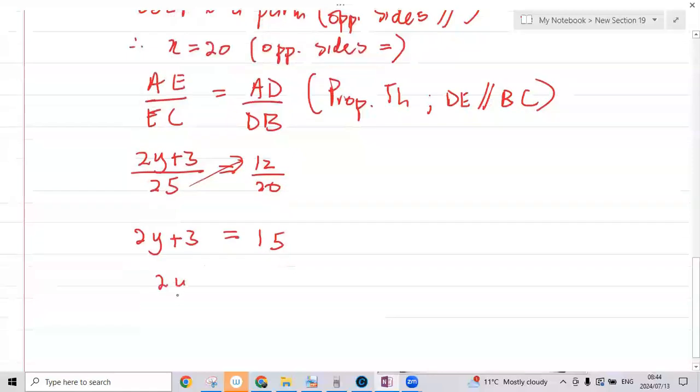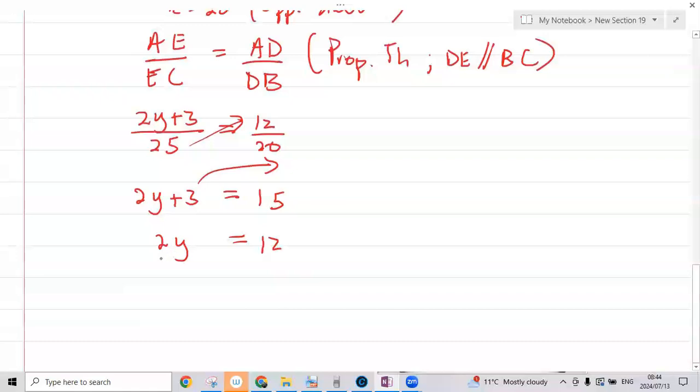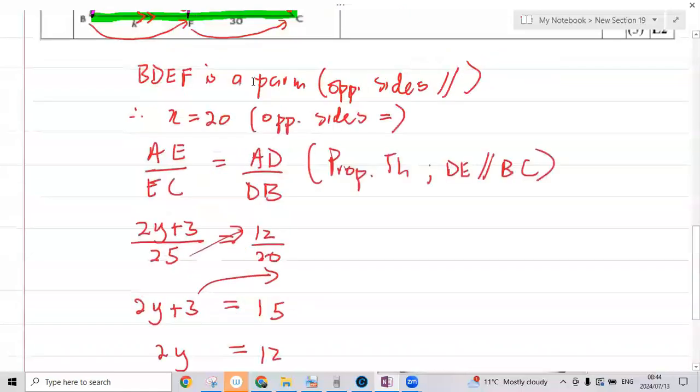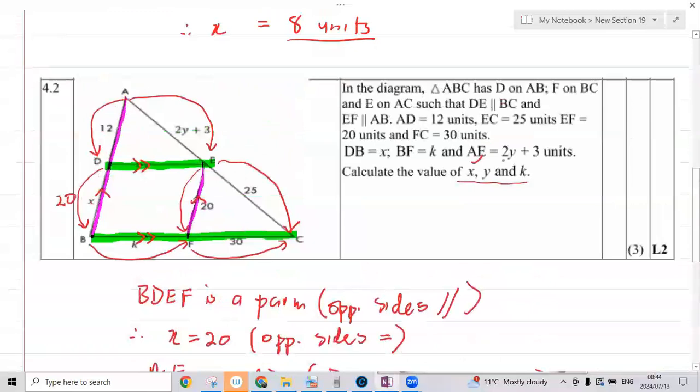So we're going to get 2y equals 2. Take the 3 that side. 15 minus 3 is going to be 12. If I divide both sides by the coefficient of y, which is 2, therefore y is going to equal 6 units. Okay, so y is equal to 6. So we've got x is 20, y is equal to 6. So we solve for y.